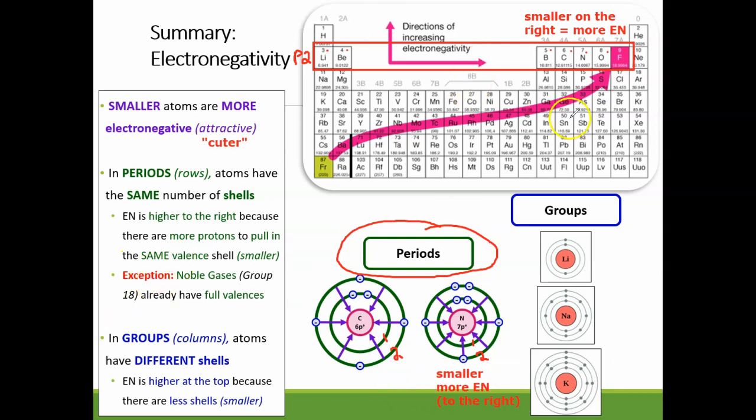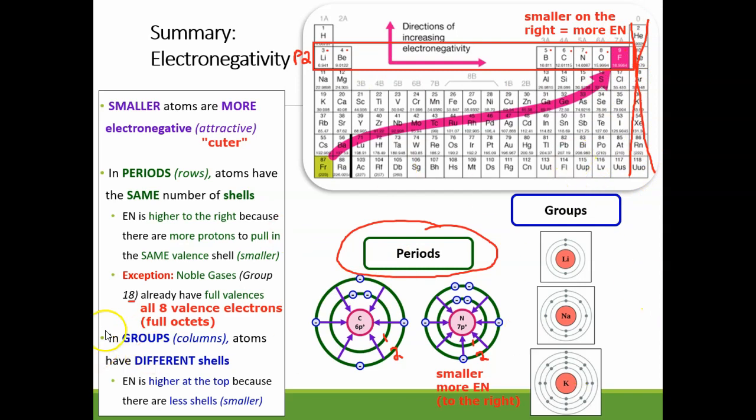Oh, there is that exception. We ignore this last group, column, family. The reason we ignore that is because those are the noble gases. Remember, they're in group 18, so they already have all 8 of their valence electrons. They have full octets. And so they don't want to attract or get rid of electrons, and so they have no electronegativity, because they don't care about electrons.